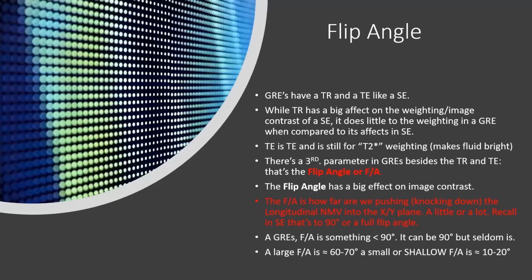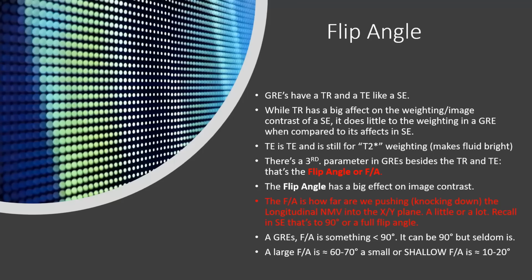Okay, next we're going to move on to flip angle. So as soon as you hear flip angle, you say, oh, that's a gradient echo. Yep, you're exactly right. Because the gradient echo flip angle has a huge contribution to image contrast. So gradient echoes, they have a TR.